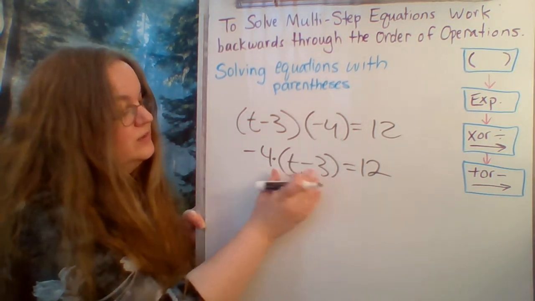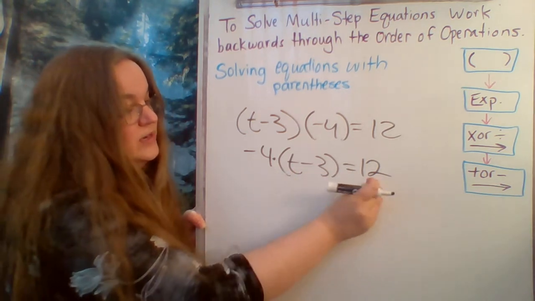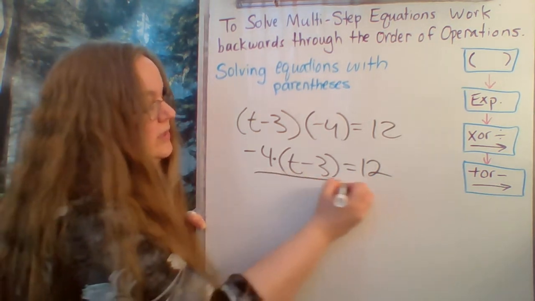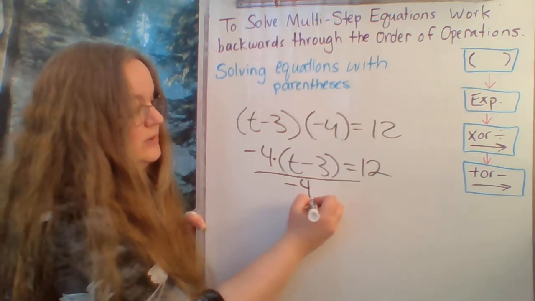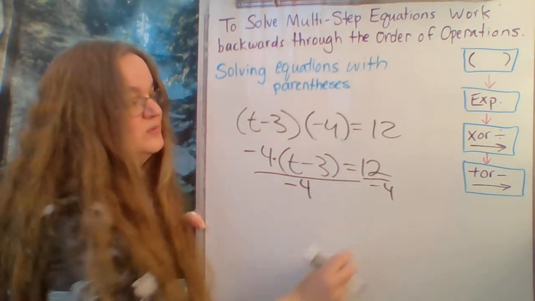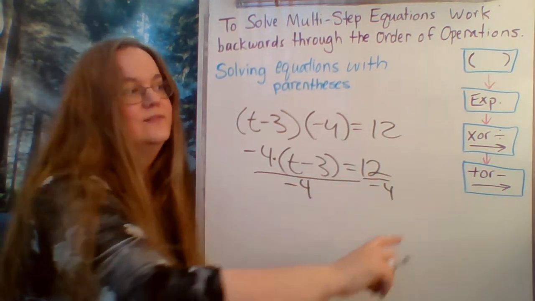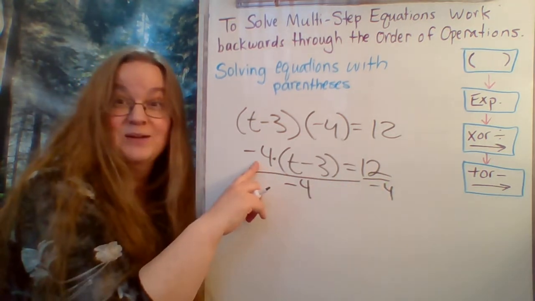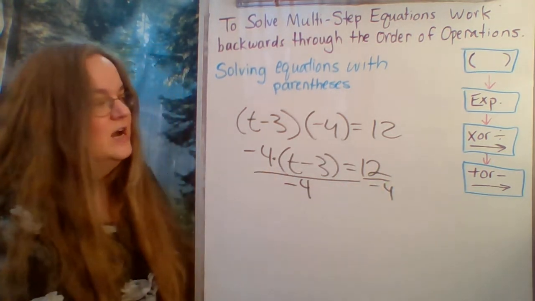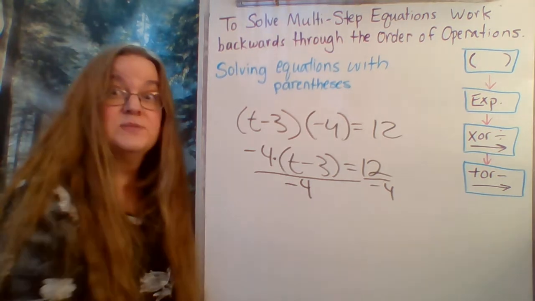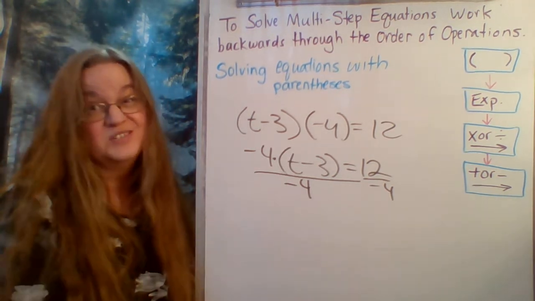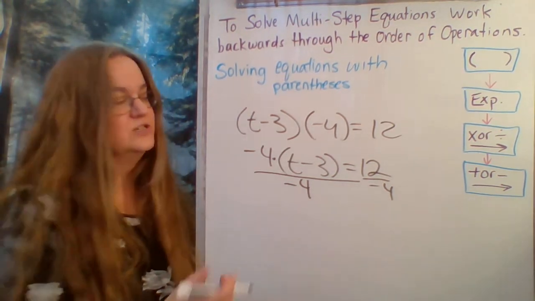So I can go ahead and divide by -4 and divide by -4 and deal with it that way. Okay, this method works really good if this number is divisible by this number. It just makes it a lot easier. If this number isn't necessarily divisible by that number, then a lot of times it's easier to distribute. So it's just going to depend on the situation.